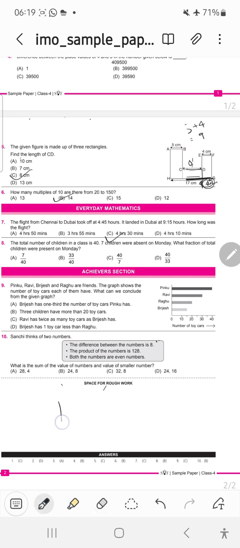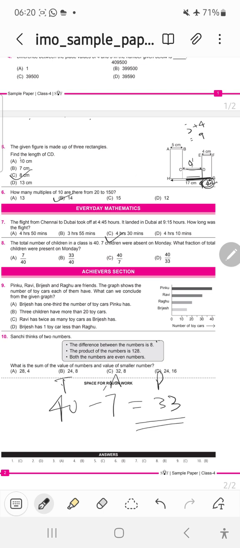So number of present students, what? 40 total. Okay, and absent is what? 7. So total present students, what? 33. In your class, suppose that you are absent and your friend is absent. Total strength in your class is 30.